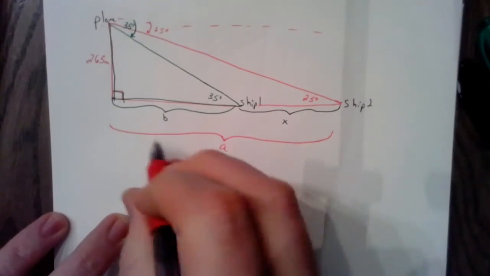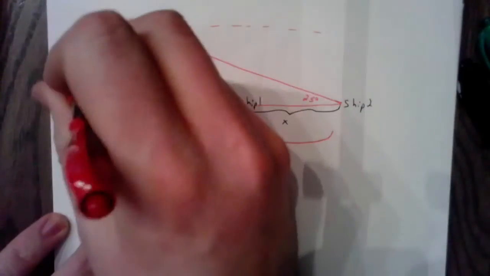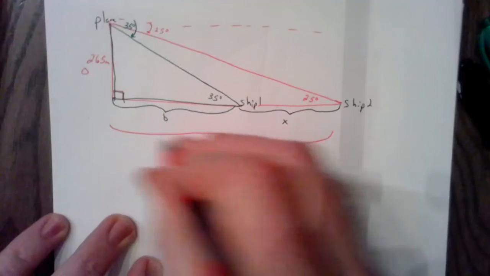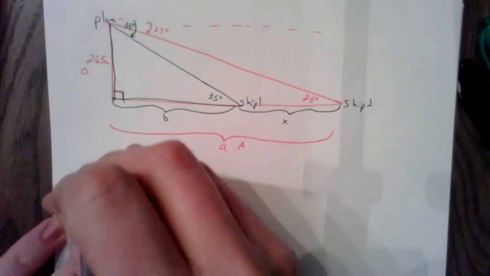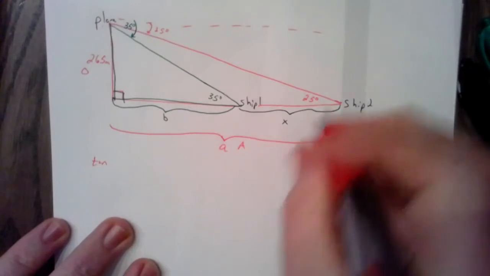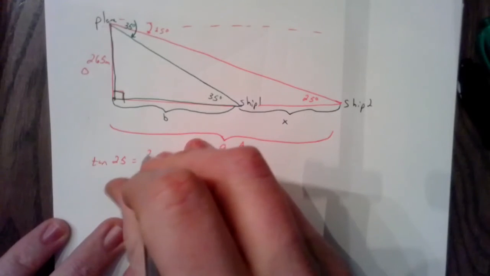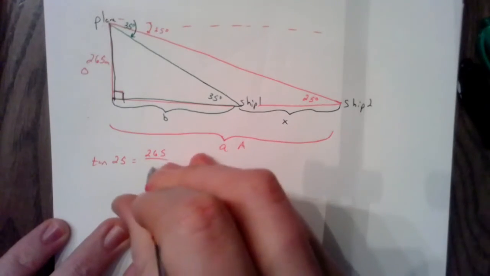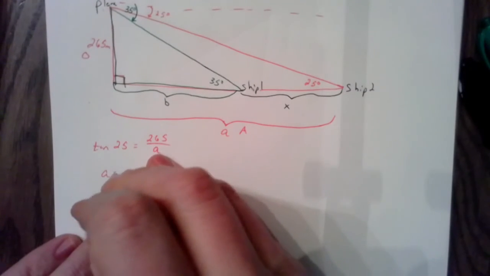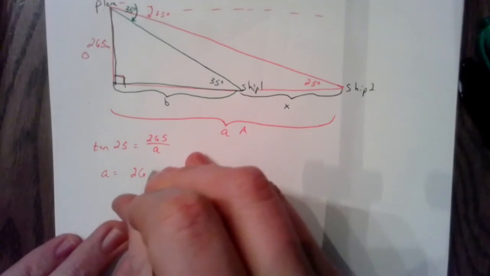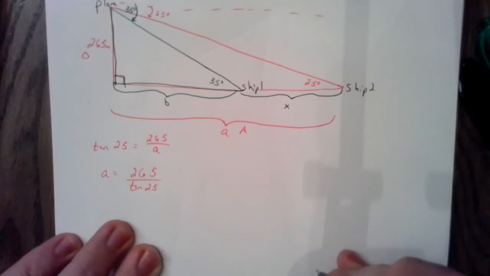So let's set up our trig problem, looking at our red triangle. This angle, 25, this is opposite. I know that this is adjacent. So this is a tangent problem. So the tangent of 25 equals opposite 265 over A. So what do I know? I know that A equals 265 divided by the tangent of 25.